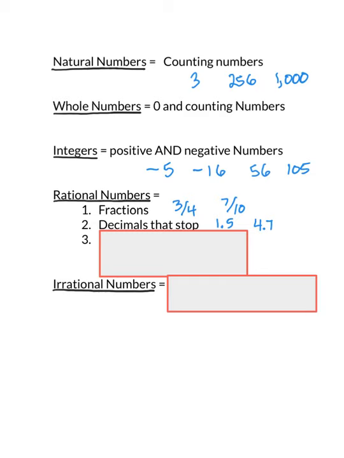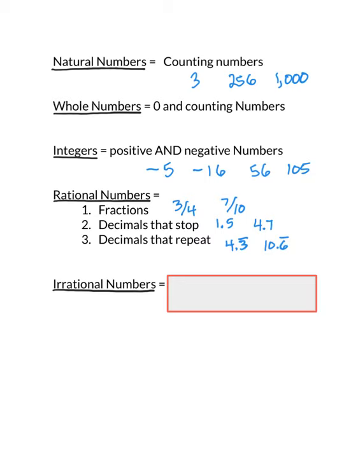And then the last definition for rational numbers is decimals that repeat. Examples of decimals that repeat are 4.3 repeated and 10.6 repeated. Okay, so these are decimals that repeat.